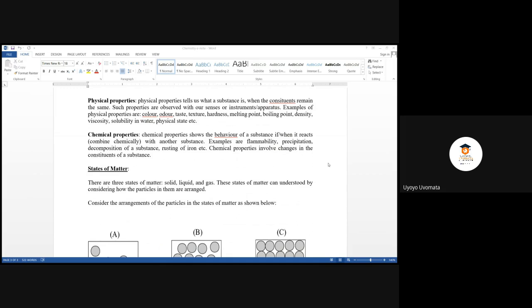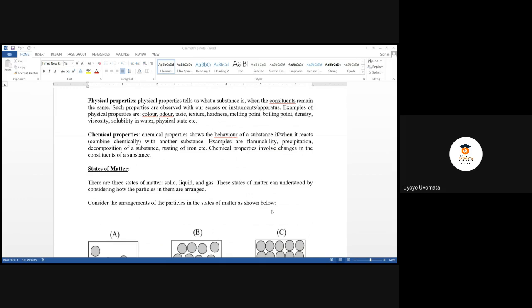Do not forget, chemical properties involve changes in the constituents of a substance. So whenever there is a chemical property or a chemical reaction, a substance will undergo change in its constituents. Keep that in mind. More details will be seen as we go on in our study of matter. Now, we'll go on to the states of matter and we'll consider some key things about the states of matter in this video.